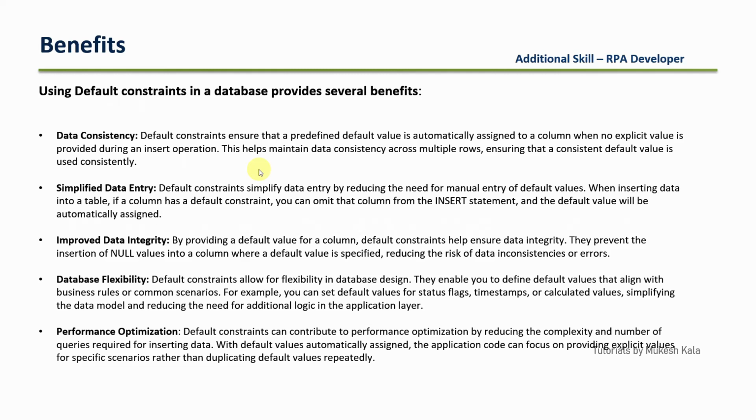Okay, and the last one is performance optimization. A default constraint can also contribute to performance optimization by reducing the complexity and the number of queries required to insert the data, right? The fewer the fields in the insert query, the better the performance. With the default value automatically assigned, the application code can focus on providing explicit values for specific scenarios rather than duplicating the default values repetitively, right? Increasing your performance. So these are all the benefits which you get when you implement the default constraint in the databases. Please take a moment and go through all of them once again.